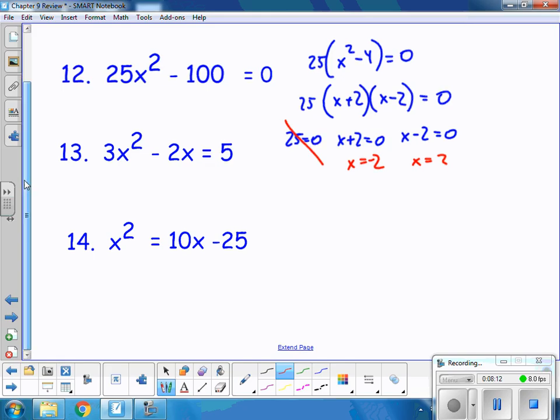Number 13 and 14, why don't you go ahead and press pause and work out those. Make sure you're careful on those. Zero both of those out before you solve them. Press pause, give it a try.